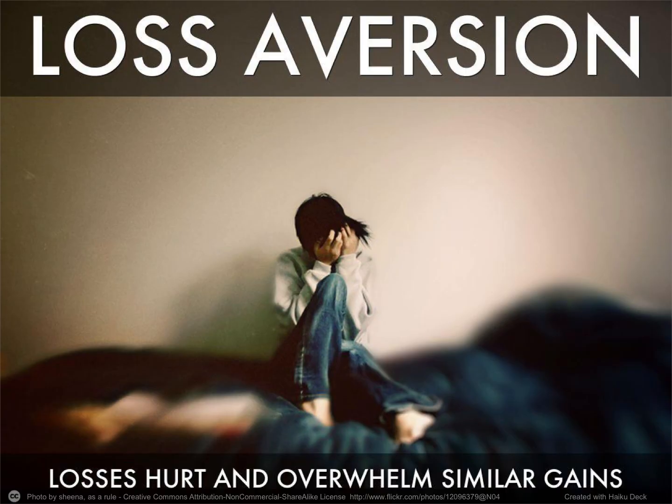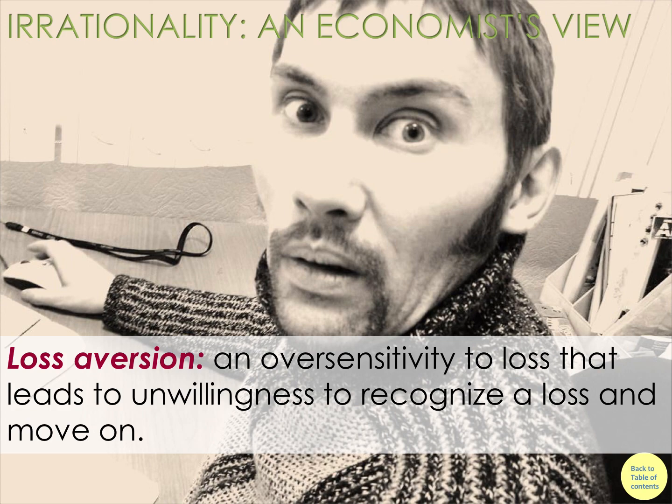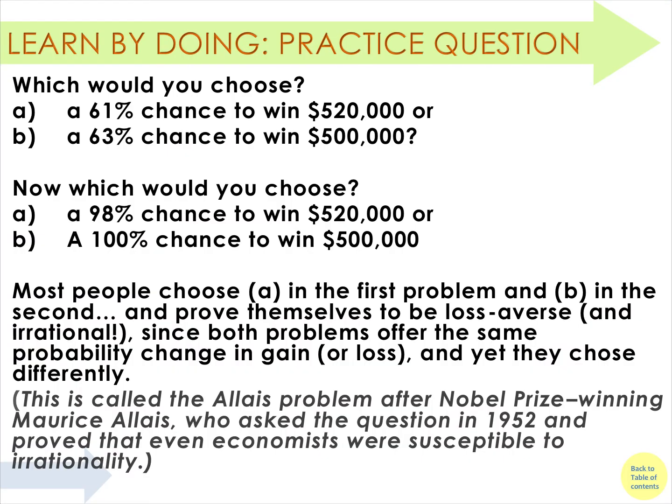So that could explain a lot of things, like stock market bubbles. That could explain all sorts of willingness to pay for insurance to avoid accidents, or to avoid the pain of accidents at least. All sorts of things that humans do prove that we are pretty loss averse. And why that can be a problem is that since we're oversensitive to the loss, it leads us to be unwilling to move on.